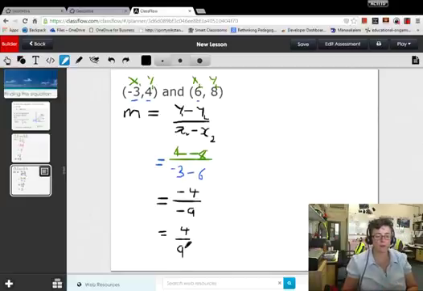Okay, so that's how we find the gradient. In the next video, I'll show you how to find the y-intercept given 2 points.